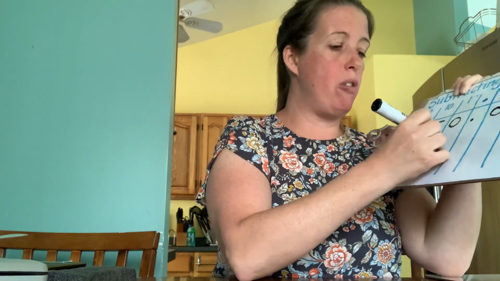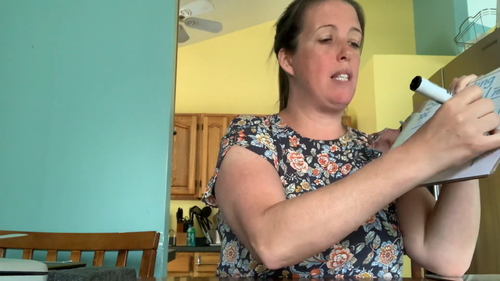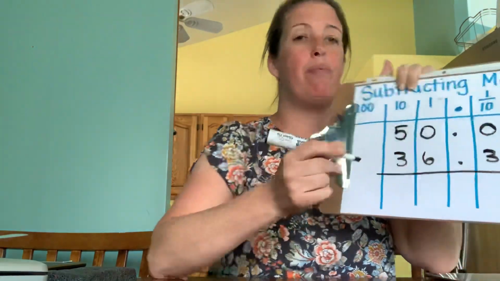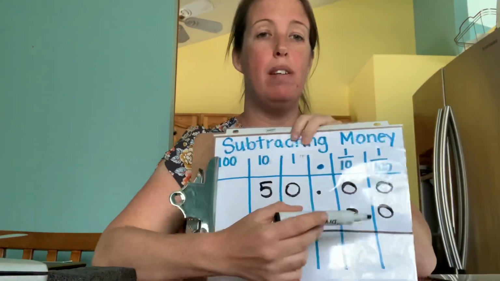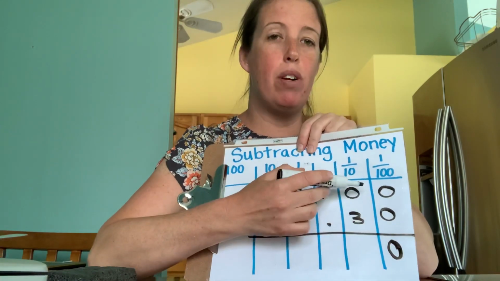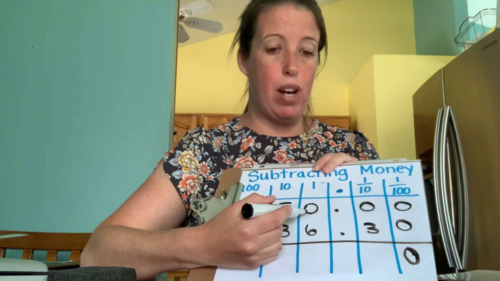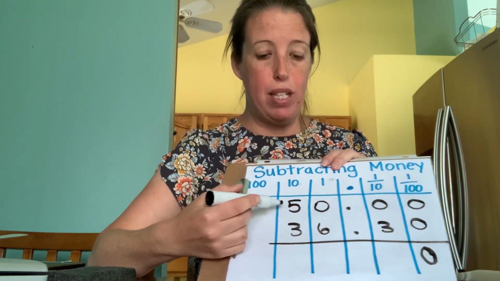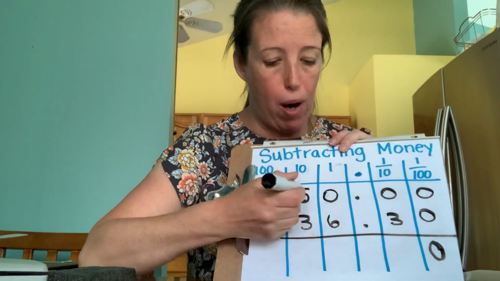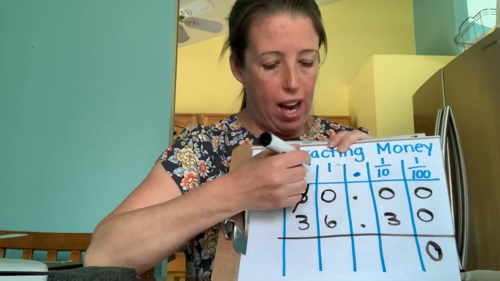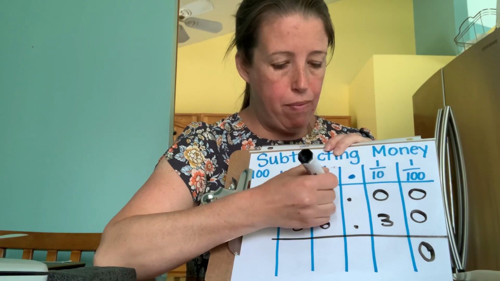Take away my $36.30. Okay, right away, 0 minus 0 is 0. 0 take away 3, I can't do it. But he doesn't have any, so I have to come until I have a place value that finally has something I can borrow from. So this 5 becomes a 4, and this gets the 10.